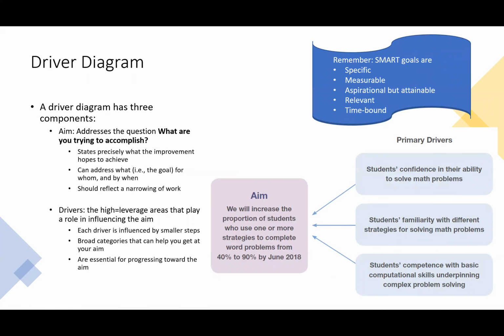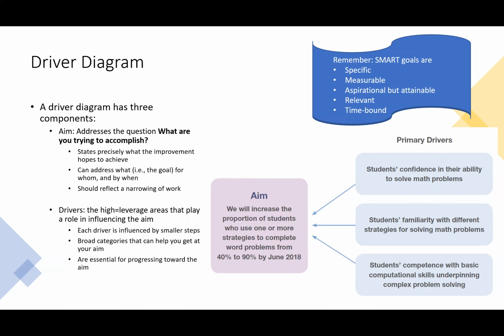So a driver diagram has three components. First is the aim, and then it has primary drivers and secondary drivers. The aim addresses the question of what are you trying to accomplish? It states precisely what the improvement is that you hope to achieve. It addresses the what or the goal, for whom and by when. So it also addresses the audience and provides a timeline. And it should reflect a narrowing of your work again.